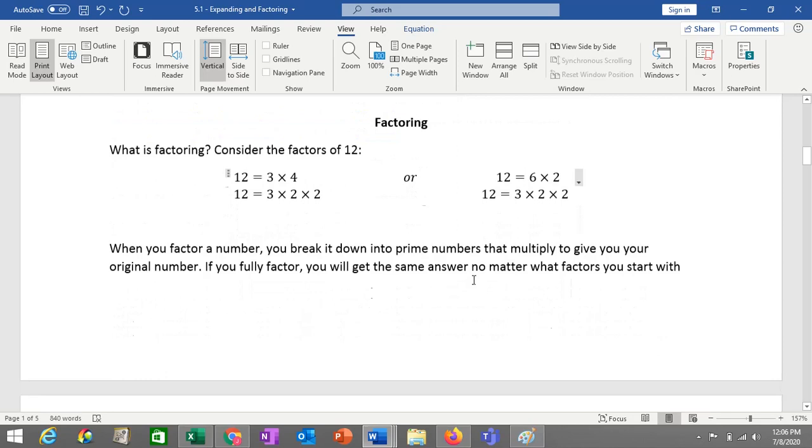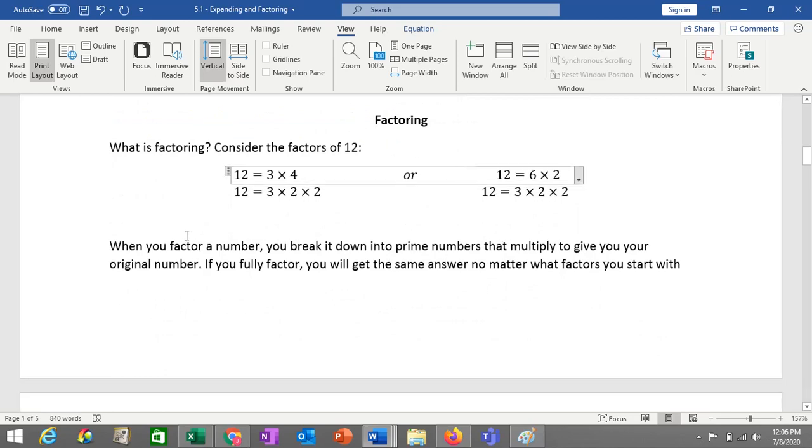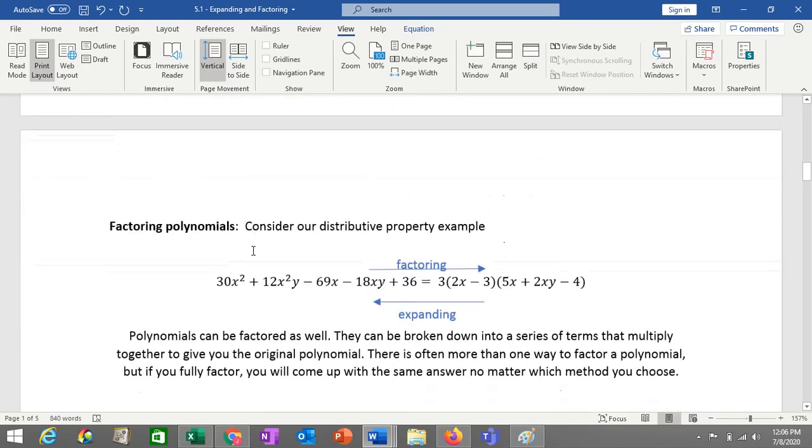Okay, so when you're factoring polynomials, the same rules apply. You can take this large term and break it into 3 things that are multiplied together, and that's factoring, right? So you're representing this as 3 numbers multiplied together. This looks a little confusing, but you can think of 2x minus 3 as one number, and 5x plus 2xy minus 4 as one number. So you can multiply these 3 together.